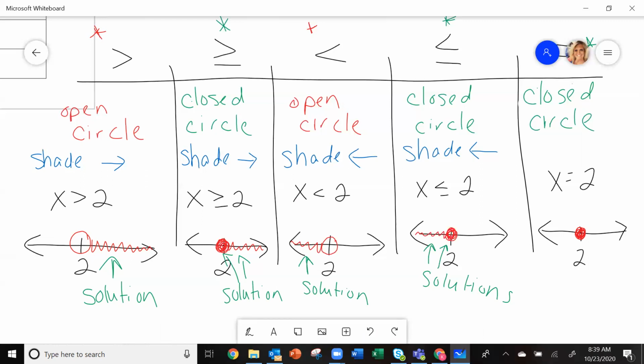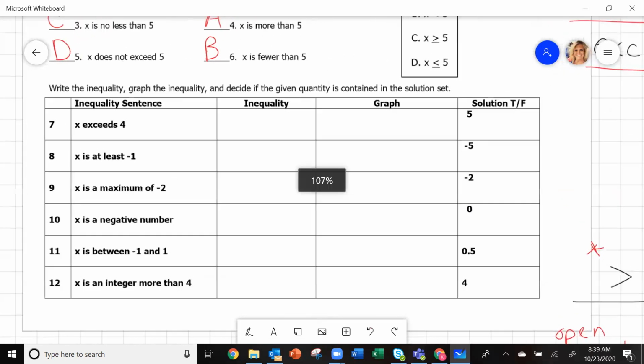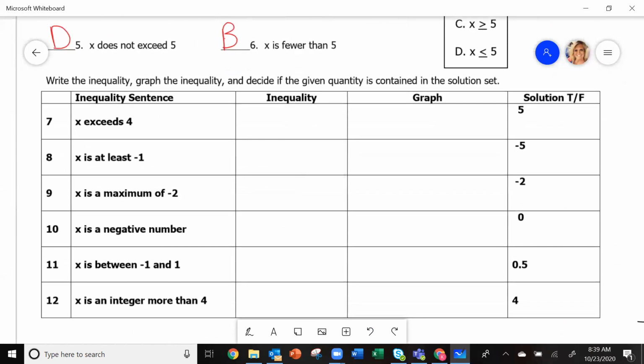So you should have this all written down. So let's look over here to what we're supposed to do now. It says we're going to write the inequality and graph it, and then tell if something is a solution. This says x exceeds 4. So x is greater than 4. Remember, we talked about exceeds means more than 4.